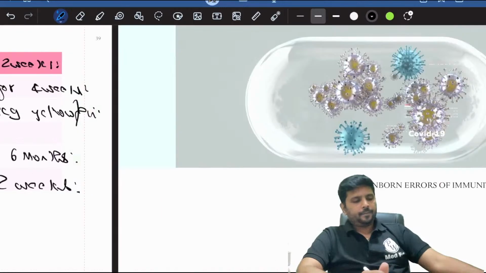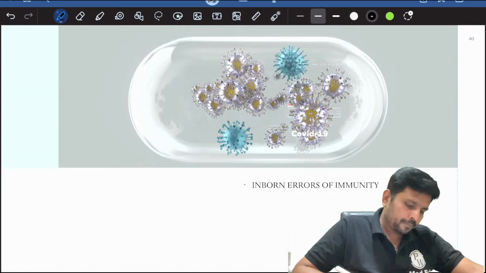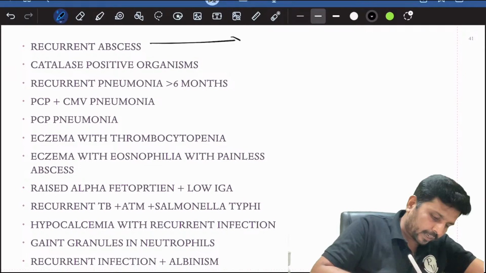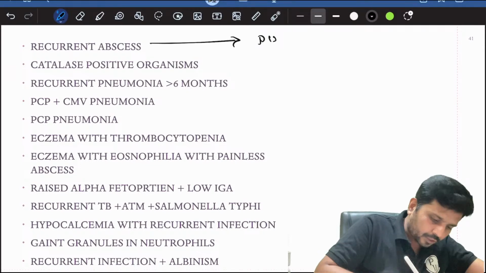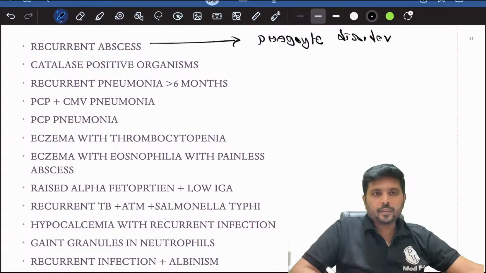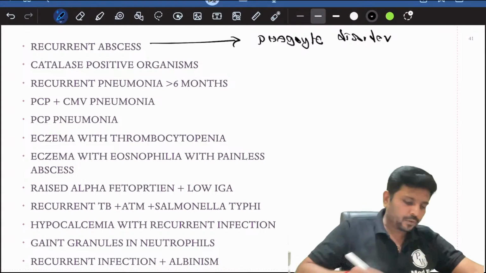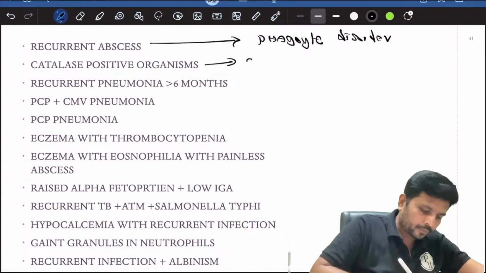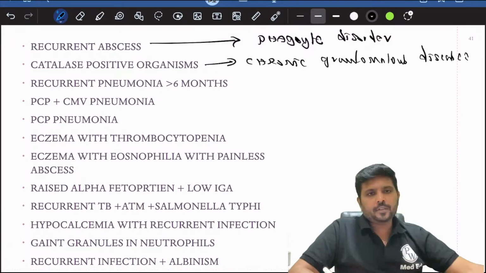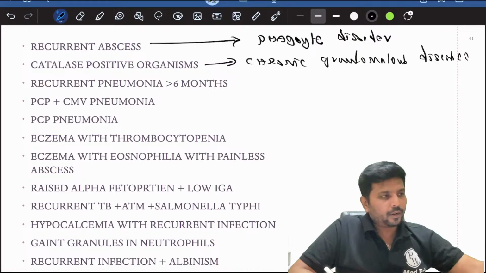Okay. Then inborn errors of immunity, one liner. Recurrent abscess is a manifestation of phagocyte disorder, that is neutrophilic disorder. The neutrophilic disorder that is associated with catalase positive organisms is chronic granulomatous disease. Very, very important. Chronic granulomatous disease.